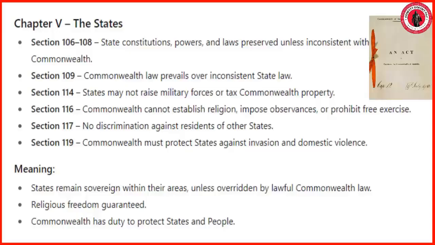Section 116, Commonwealth cannot establish religion, impose observances or prohibit free exercise. Section 117, no discrimination against residents of other states. Section 119, Commonwealth must protect states against invasion and domestic violence, meaning states remain sovereign within their areas unless overridden by lawful Commonwealth law. Religious freedom guaranteed. Commonwealth has duty to protect states and people.